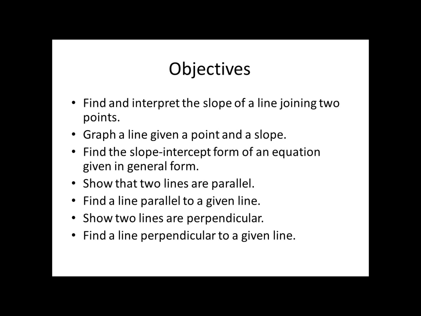Our objectives for this lesson are to find and interpret the slope of a line joining 2 points, graph a line given a point and a slope, find the slope-intercept form of an equation given in general form, show that 2 lines are parallel, find a line parallel to a given line, show 2 lines are perpendicular, and find a line perpendicular to a given line.